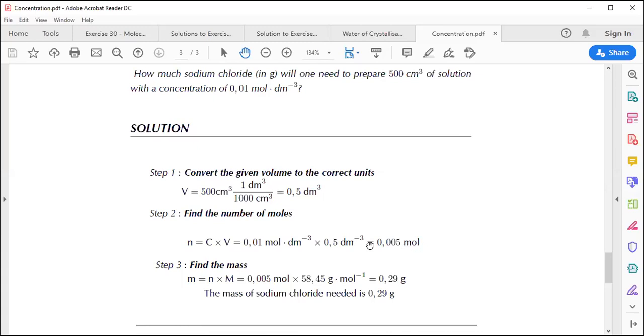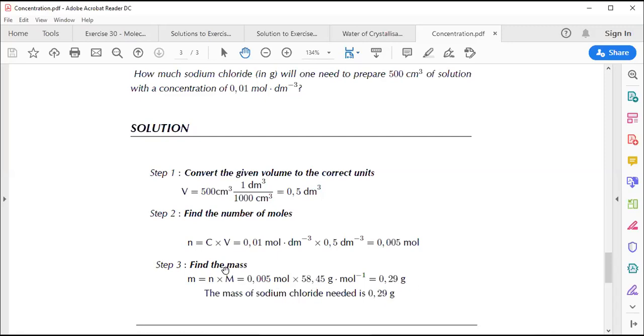After we find our number of moles, what do we do? The question wants mass. We go to the equation of number of moles is equal to mass over molar mass. We substitute the number of moles, the answer that we got up here. After that, you substitute your molar mass. Molar mass of what? Sodium chloride. You go on the periodic table and check the molar mass of sodium chloride. Sodium is 23, chlorine is 35.5, so you add the 2. Your answer becomes 58.5. Then you multiply, and your answer becomes 0.29 grams.